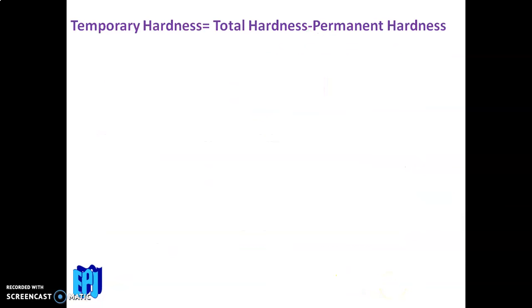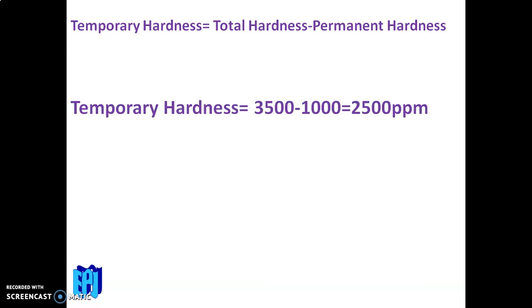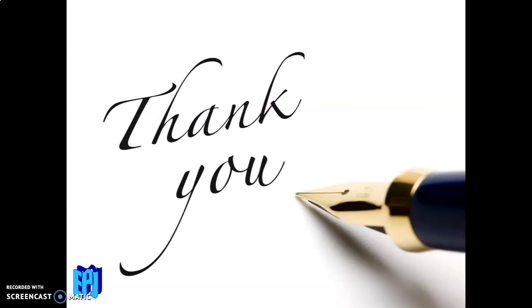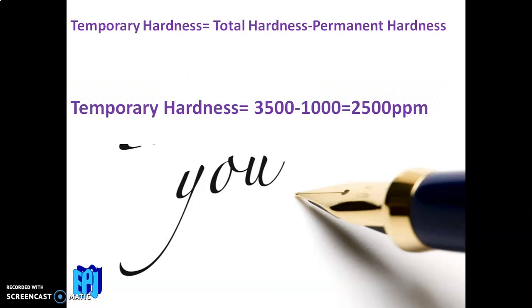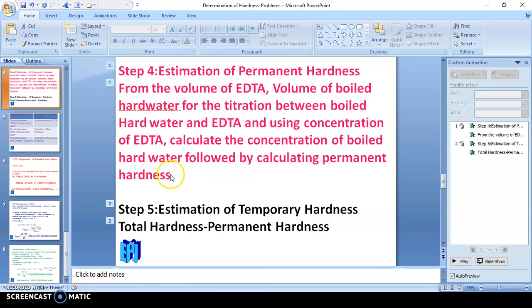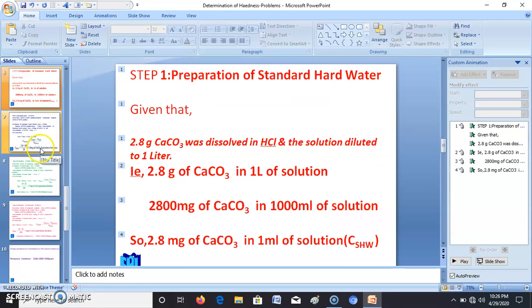Simple. Temporary hardness can be calculated from the same equation, that is total hardness minus permanent hardness. So substitute the values, 3500 minus 1000 is equal to 2500 ppm. Very simple. The main thing is to analyze each and every sentence and understand what the information is. Okay, so once again, please keep this table in mind.